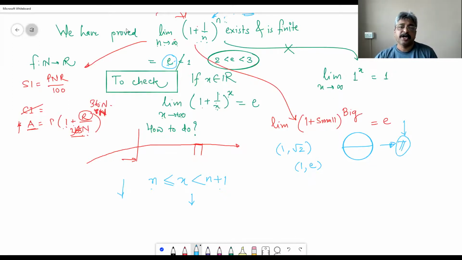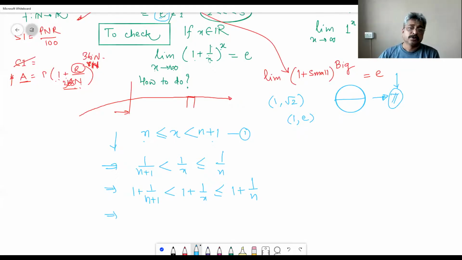That is the starting point. Okay. So x is caught between two consecutive natural numbers, and then we start processing these inequalities and check what happens. So 1 upon n plus 1 is less than 1 upon x is less than or equal to 1 upon n. 1 plus same.